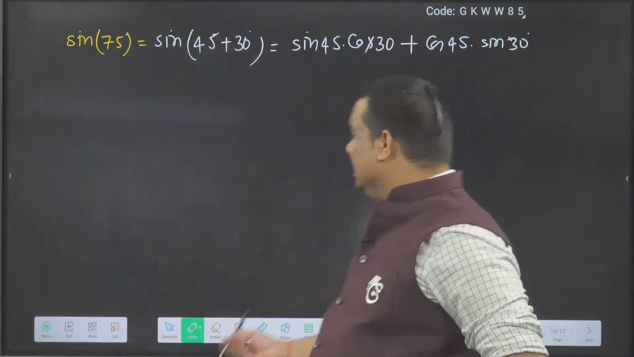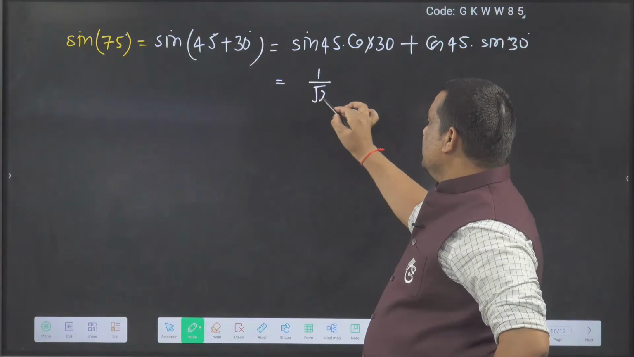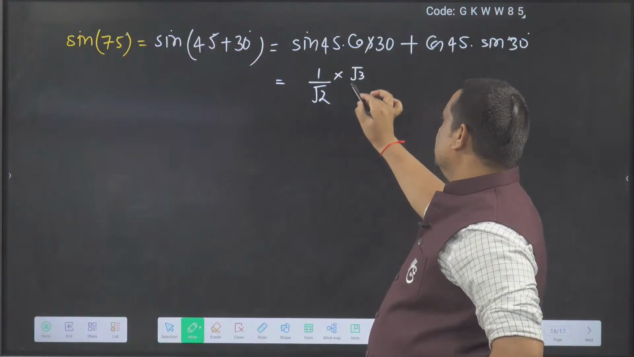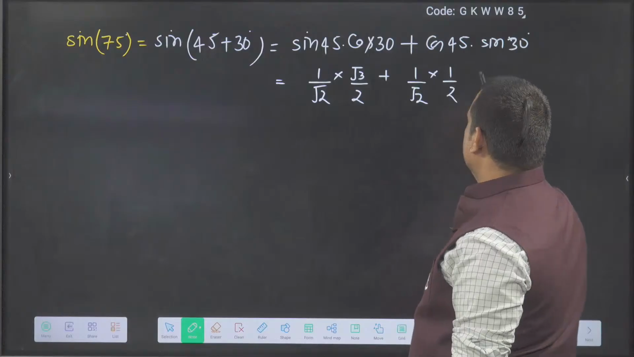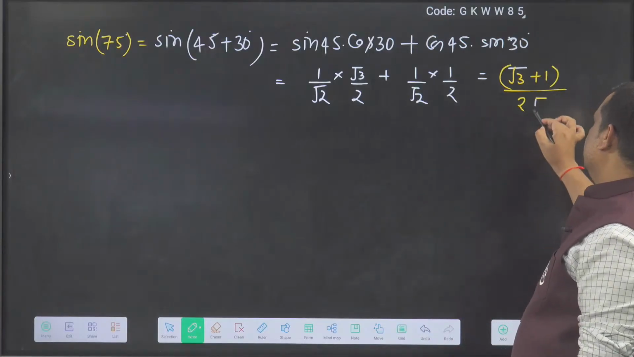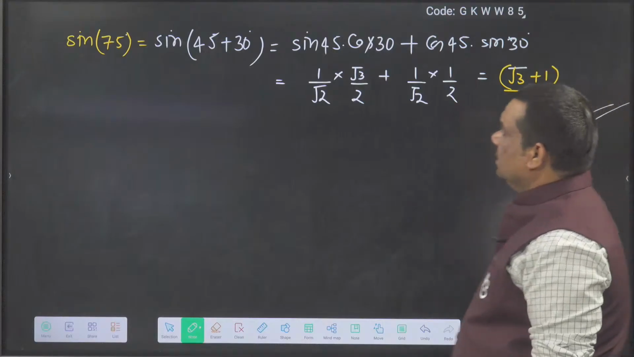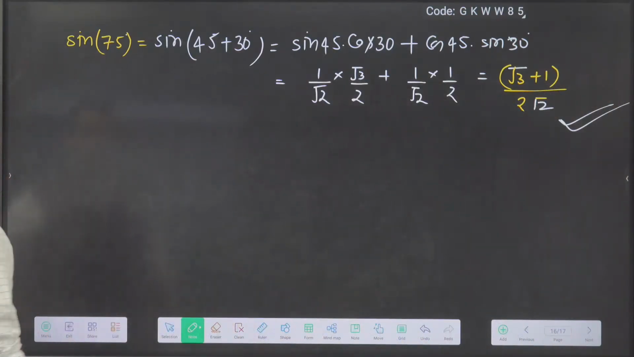Then you just put the data here because these values are known to you. 1 by root 2 into root 3 by 2 plus 1 by root 2 into 1 by 2. This becomes root 3 plus 1 by 2 root 2. Any problem? Can I give the homework?